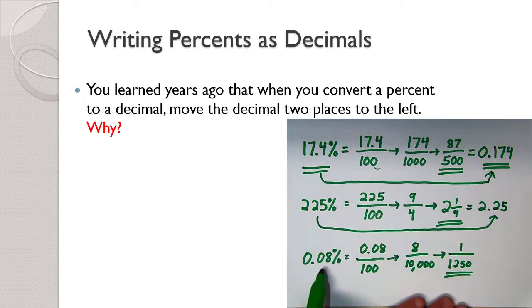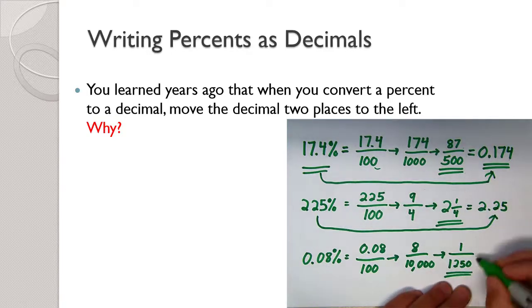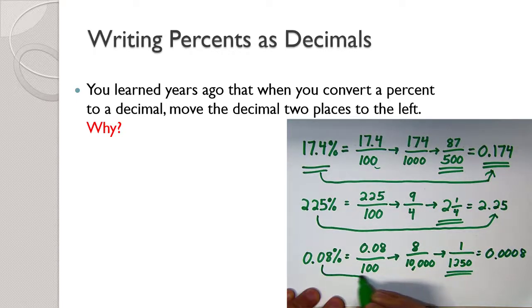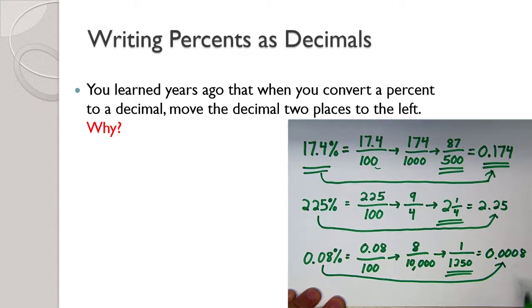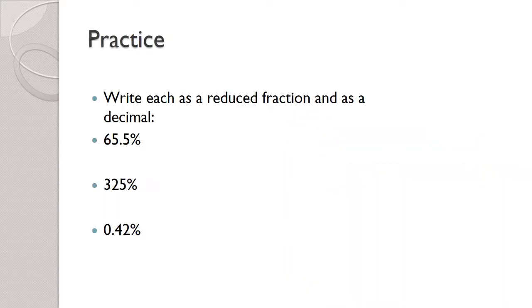And so 0.08% could have been done the same way. If we take 1 and divide it by 1250, you get 0.0008, which again is 2 places to the left from our original percentage. So take a minute and make sure that you can do both of those things. Take these 3 percentage values and write them both as reduced fractions and as decimals. Pause the video and resume when you're ready to see what those equivalencies are.